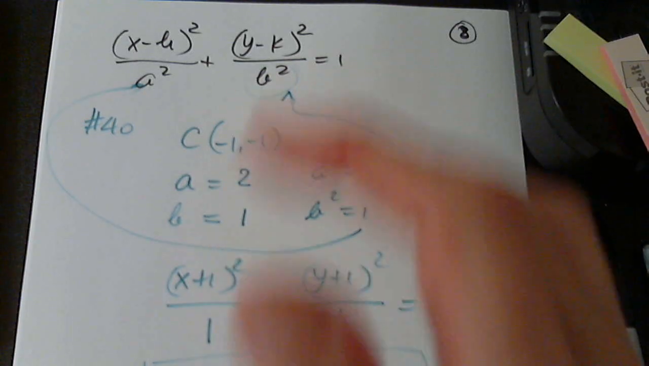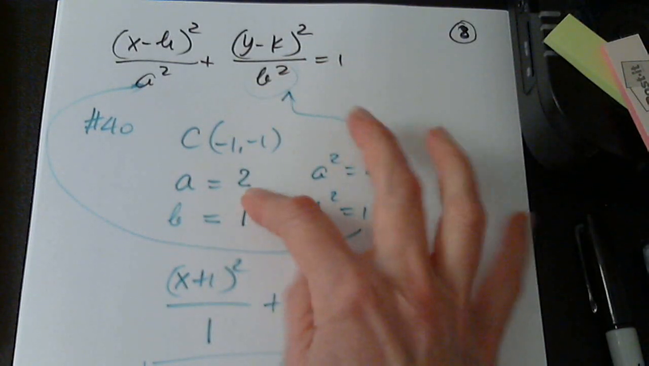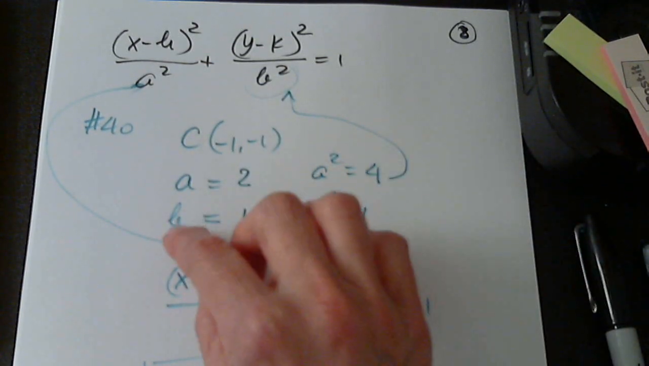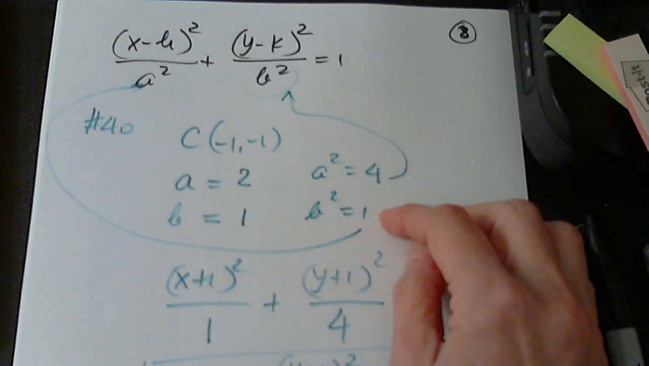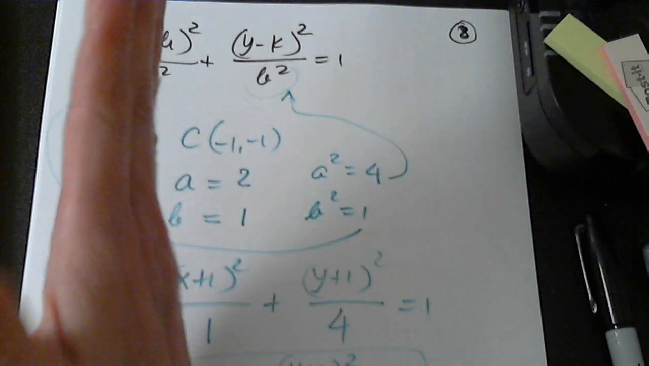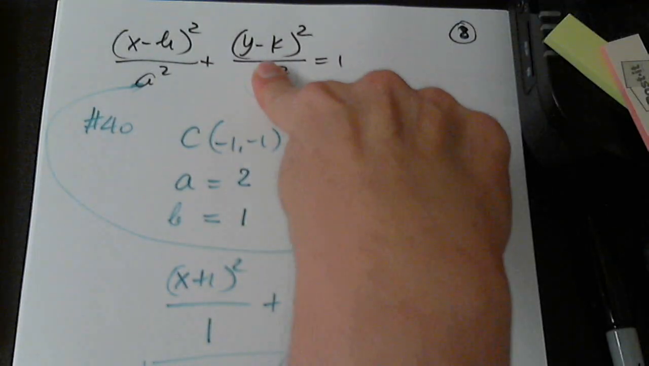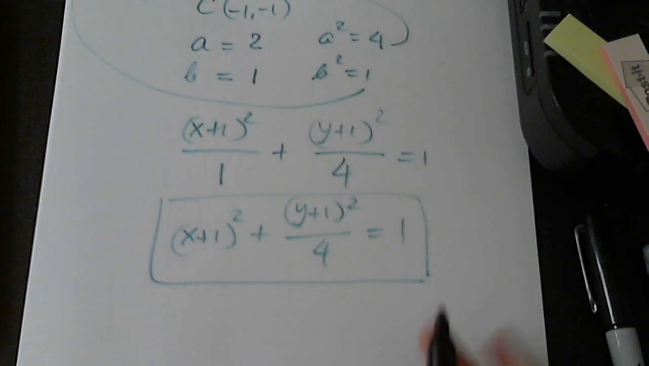Sorry about that. So you correctly identified a equals 2. We have to square it, we get 4. You correctly identified b as being 1. We have to square it, it turns out that it's the same. Because the ellipse has a vertical major axis, this has to be a squared and this has to be b squared. So let me write it here one more time.